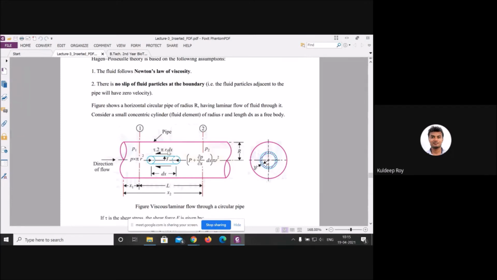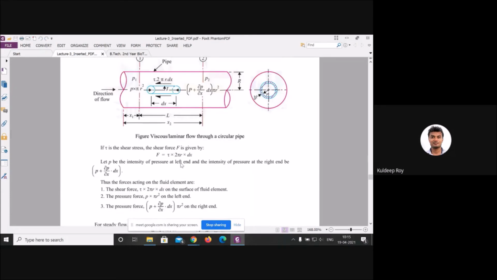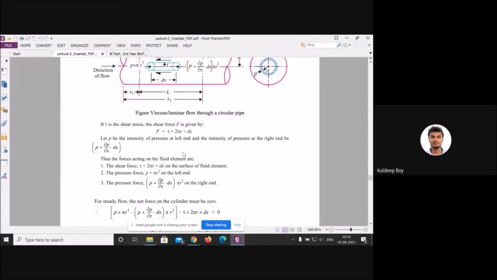2πr Δx will be the surface stress. I will discuss this also. Now first you have to define the stress: F equals τ times 2πr times Δx, where 2πr is your perimeter multiplied by Δx, the change in distance from this position to this position. Now you have got this force F.